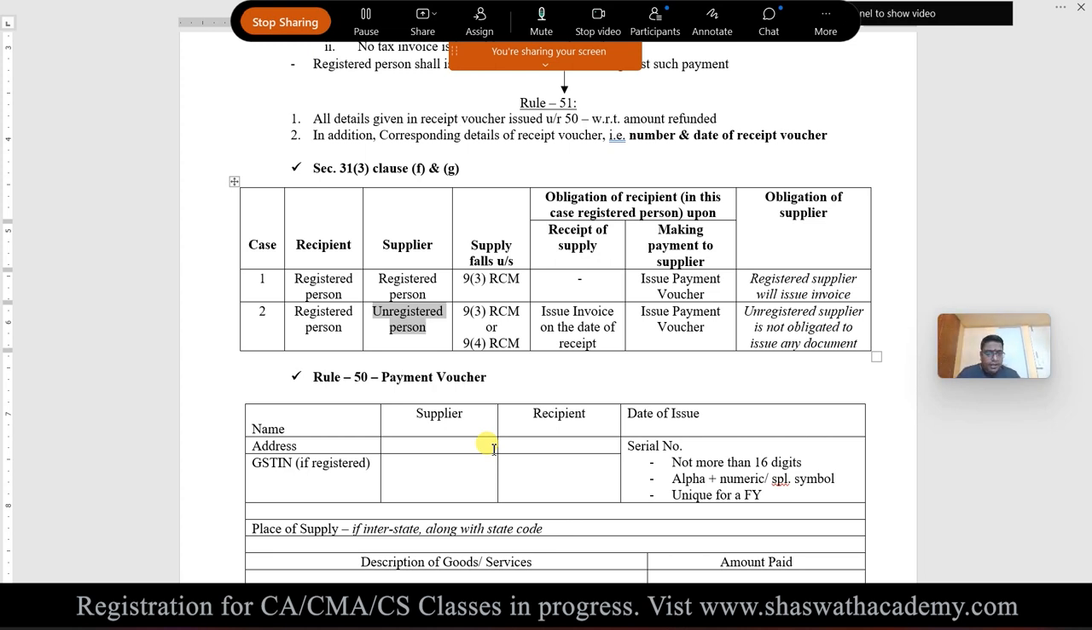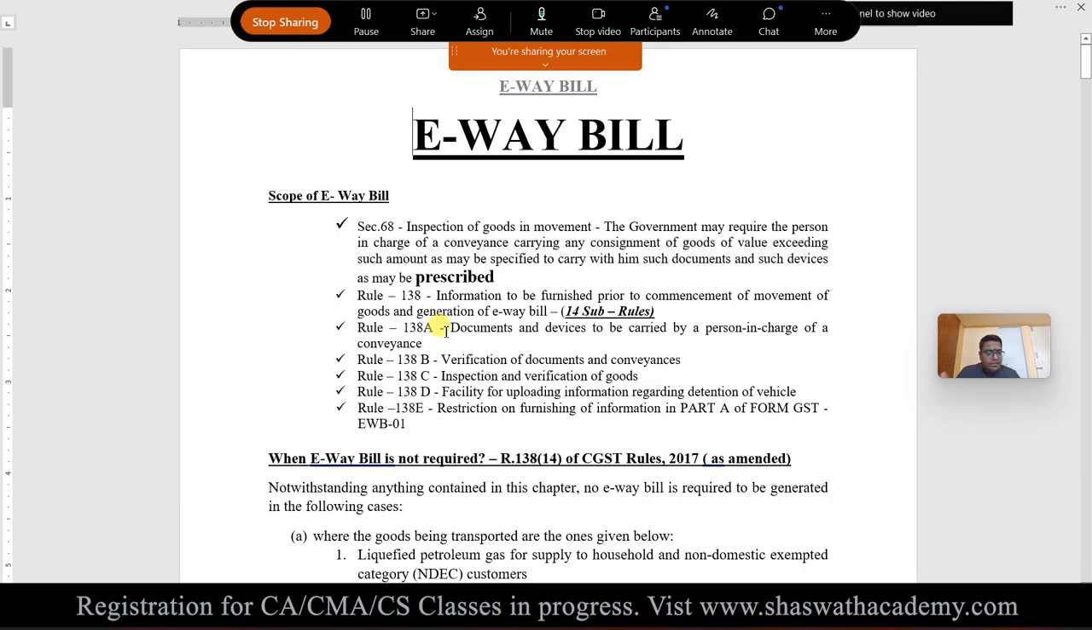Okay guys, now let's go ahead. So we have done with this. Now we are getting into e-way bill. Very, very important. E-way bill, where is the question, sir? Applicability of the e-way bill: when e-way bill is applicable, when e-way bill is not required. What wrong perception is going around, I just want to throw it away.